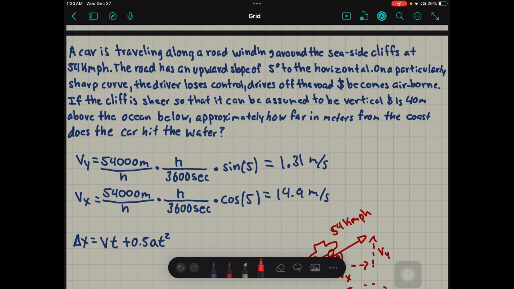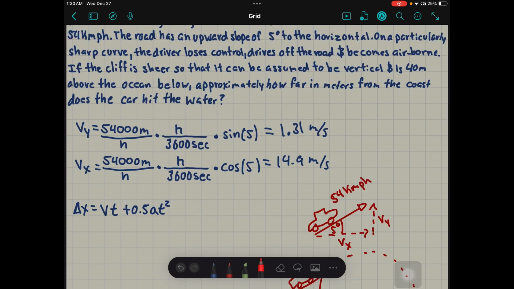Okay, we gotta convert this 54 kilometers per hour into units of meters per second. We know that kilo means 1,000, so we're just gonna go ahead and add 3 zeros right after the 54. And now we have meters over hours. Okay, so now we gotta convert the hours to seconds. So we know that 1 hour equals 3,600 seconds. So now we have meters over seconds.